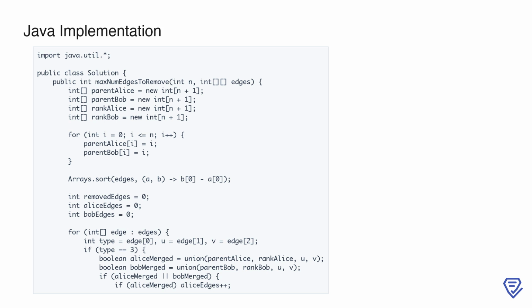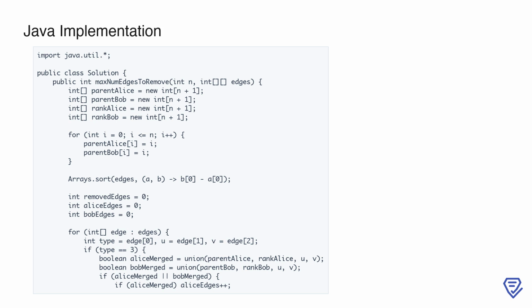Here, we begin the implementation by importing the necessary packages and defining our solution class. The method maxNumEdgesToRemove takes the number of nodes n and the list of edges as input. First, we initialize two separate parent and rank arrays for Alice and Bob, which will help us manage their respective disjoint sets. The parent arrays are initialized such that each node is its own parent. This ensures that we start with every node in its own set.